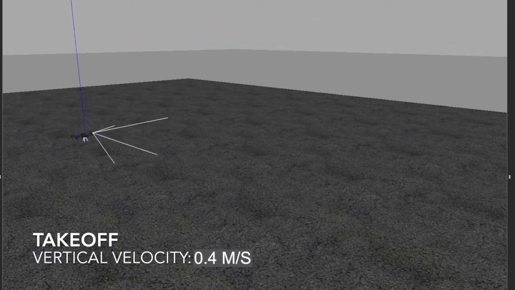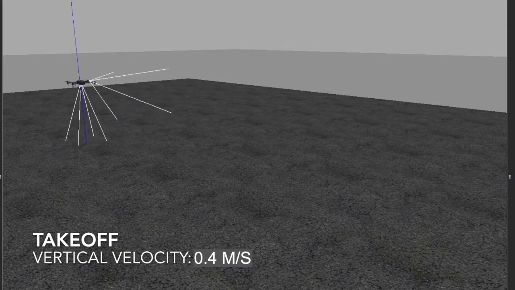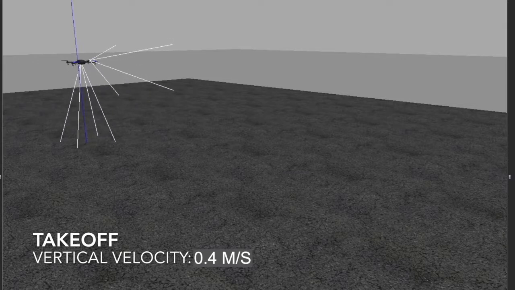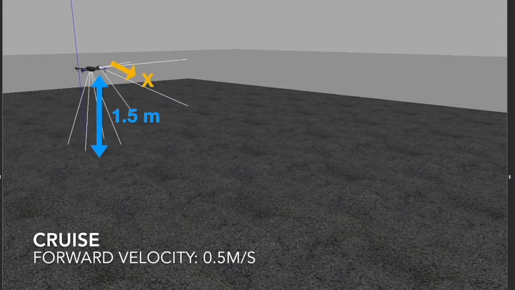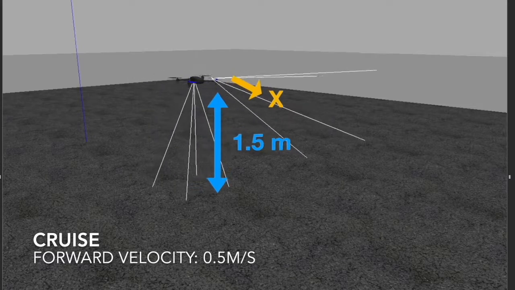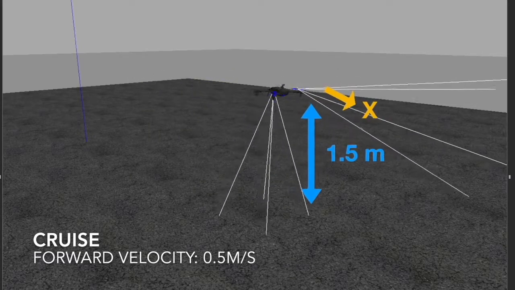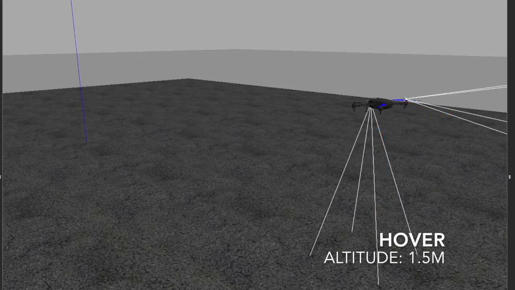In the first stage, takeoff, gains were optimized to maintain constant X and Y positions while having a vertical velocity of 0.4 meters per second. This was followed by a hover segment, where the gains were designed to keep an altitude of 1.5 meters for 2 seconds. Next, the drone cruised for 6 meters at a speed of 0.5 meters per second and a constant height of 1.5 meters above the local ground, thus avoiding the obstacle. After this, the drone hovered above the landing point for 2 seconds.